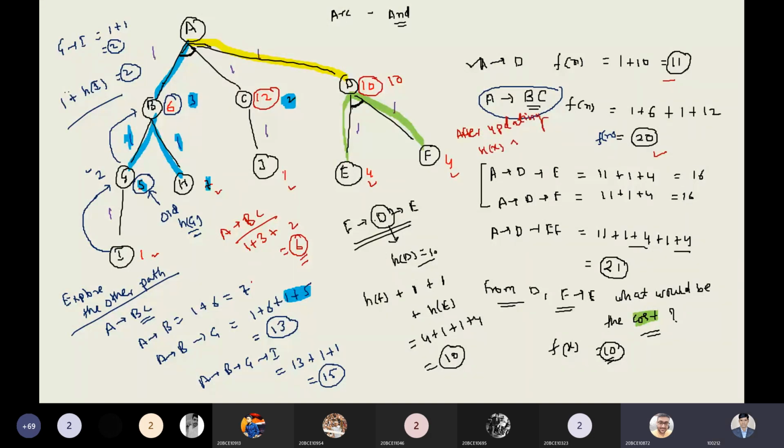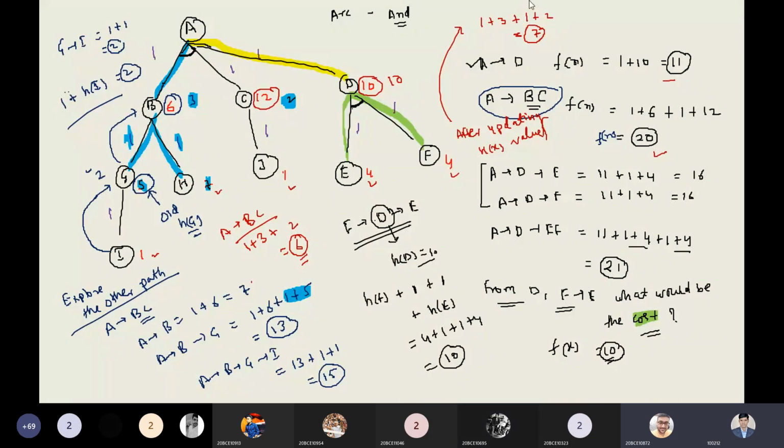the heuristic values, what would be my path? Tell me what would be my values. I can write over here. A to BC, what would be 1 plus 3 plus 1 plus 2? Can I write it like this? That would be 7. Am I right or not? So which is lesser, 7 or 11?